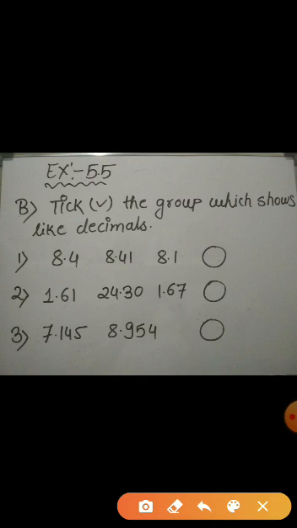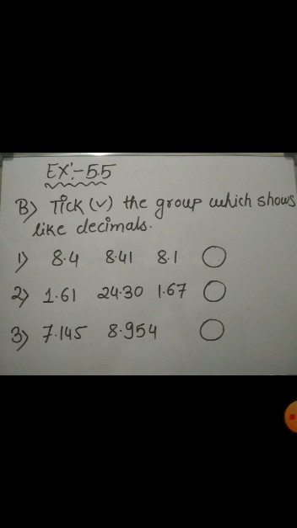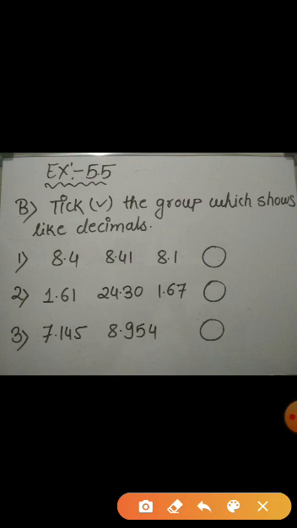Now coming to the third one. In the third group, two numbers are given, 7.145 and 8.954. How many decimal places are there in both the numbers? Yes, there are 3 decimal places, right? Since both the numbers have the same number of decimal places, we can say that they are like decimals. So here again we can put a tick in front of it.